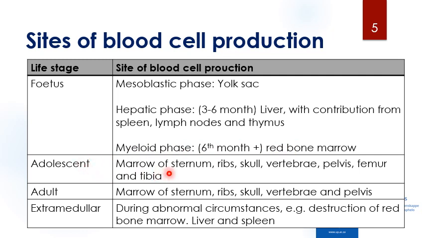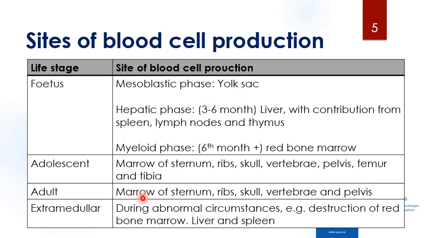In adolescence, your bone marrow is the primary site, and it's primarily in the marrow of your sternum, your ribs, your skull, your vertebra, the pelvis, the femur, and the tibia. As you enter adulthood, some of these sites will cease to produce blood cells. So it'll only be the sternum, the ribs, the skull, the vertebra, and the pelvis that will be the primary sites of your blood cell production.